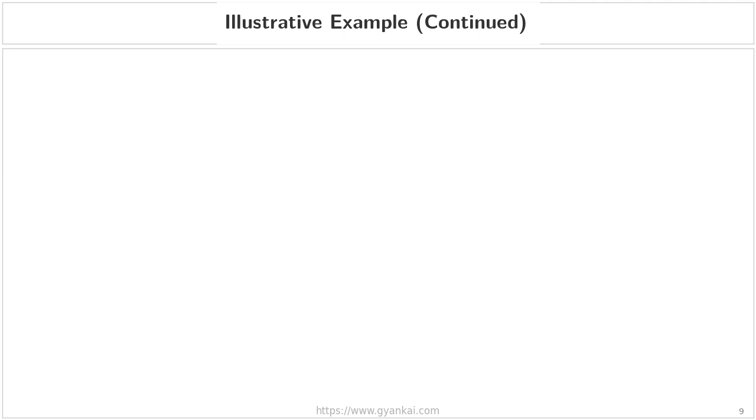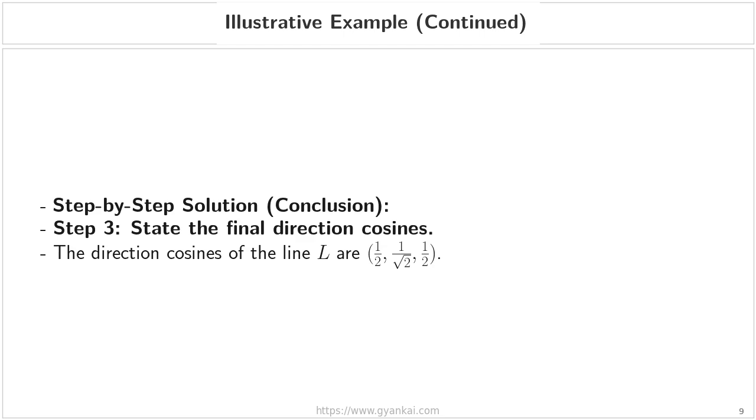Illustrative example, continued. Now that we have calculated the individual cosine values for each axis in the previous step, we have reached the final part of our solution. For step 3, we simply need to state our final direction cosines. By grouping our results for L, M, and N together, we can conclude that the direction cosines of the line L are 1/2, 1 over the square root of 2, and 1/2. This triplet of values now provides us with the complete orientation of our line in three-dimensional space. In the next slide, we will wrap up this lesson by looking at the key takeaways and a very important mathematical identity you should always remember.